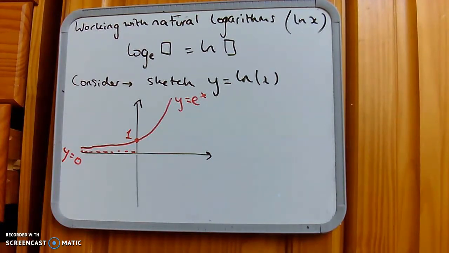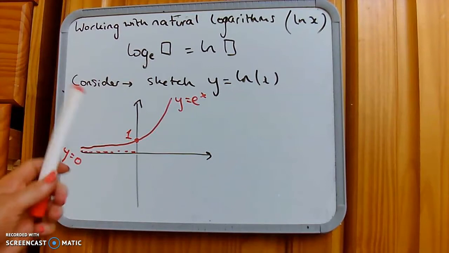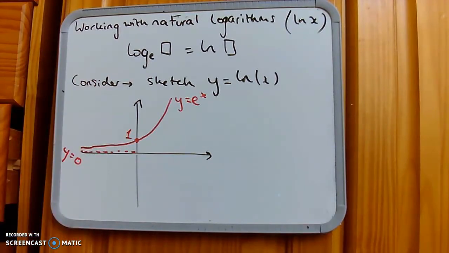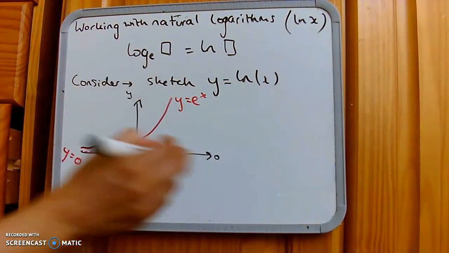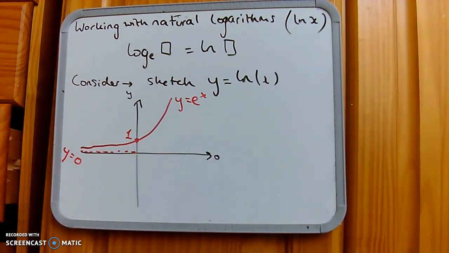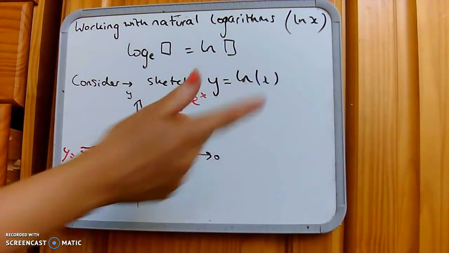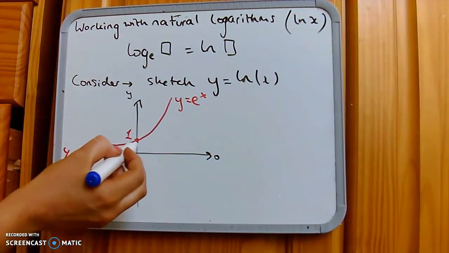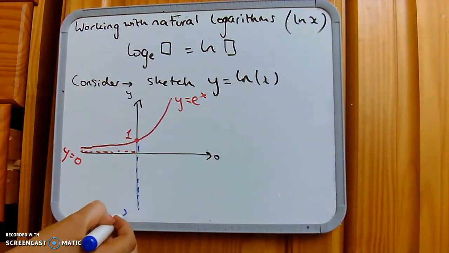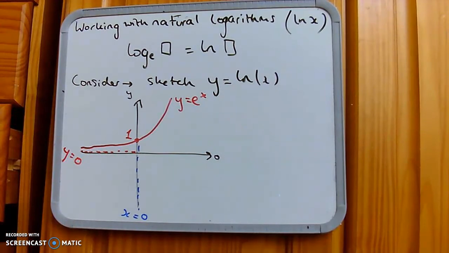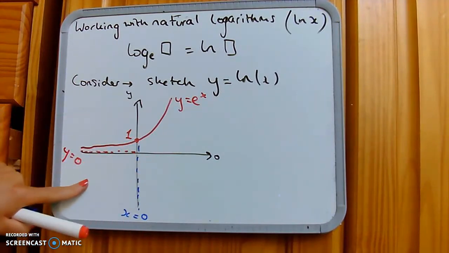Okay, so what I've done is I've sketched out y equals e to the power of x, which goes through the y-axis at 1, and then it turns off. Obviously we've still got our asymptote at y equals 0. Now, if I want to consider the sketch of ln x, I cannot have x be negative. So I'm going to have a vertical asymptote where x equals 0, and x can't be any value on this side.